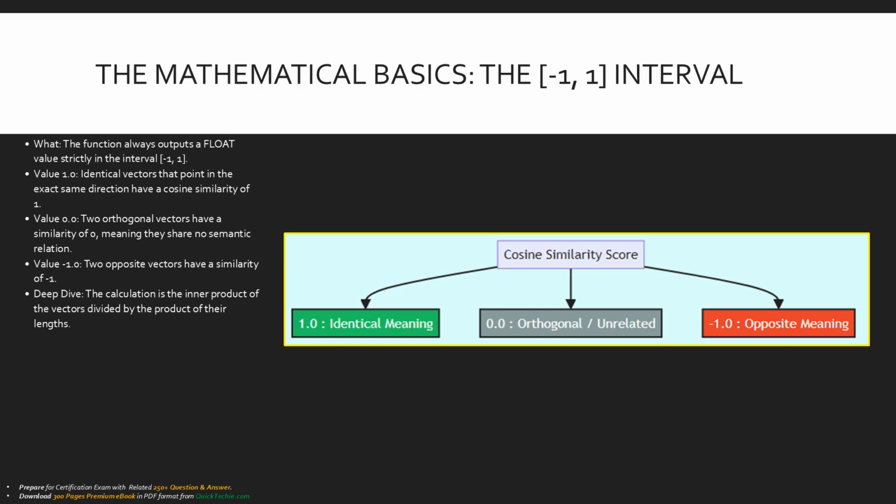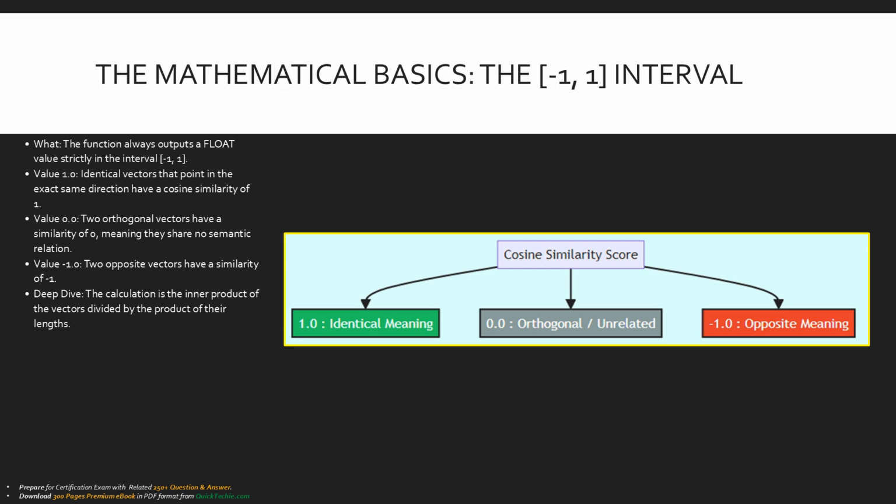To use this function effectively, you must understand the mathematical boundaries it operates within. The cosine similarity is always expressed as a float value in the interval of -1 to 1. What do these numbers mean for your data? If two concepts are perfectly identical, their vectors point in the exact same direction, yielding a cosine similarity of exactly 1. If two concepts are completely unrelated, their vectors are orthogonal or perpendicular, resulting in a similarity of 0. If they are diametrically opposite in meaning, the similarity is -1.